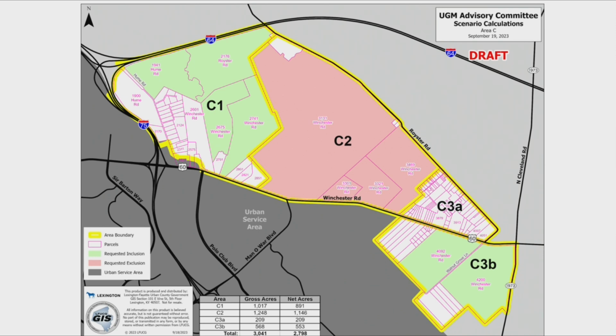I'm not sure I can read all that, but C1, I believe, is 1,017 acres. And I cannot read what C3B says, but it's listed there on the screen and on your maps. So, Mr. Chair, we could go through all the areas like this, but I tend to recommend that we linger on this one since this was your priority area to begin with, and just see, are we ready to start making some decisions about Area C?